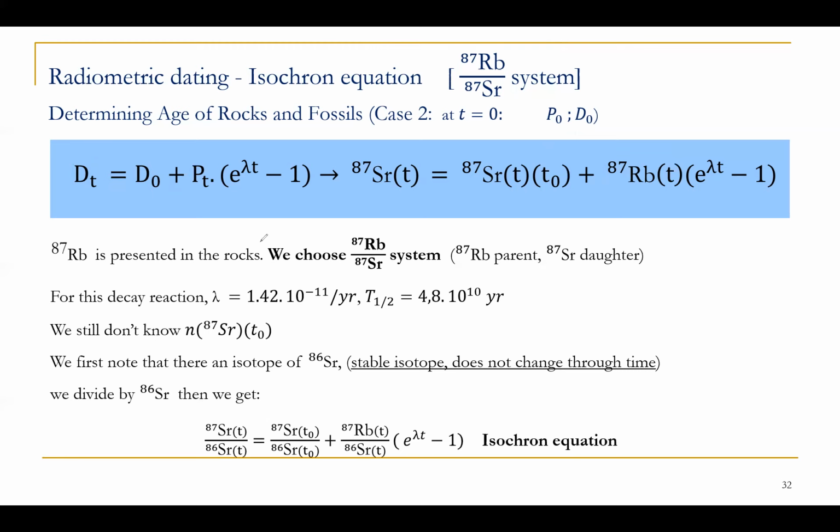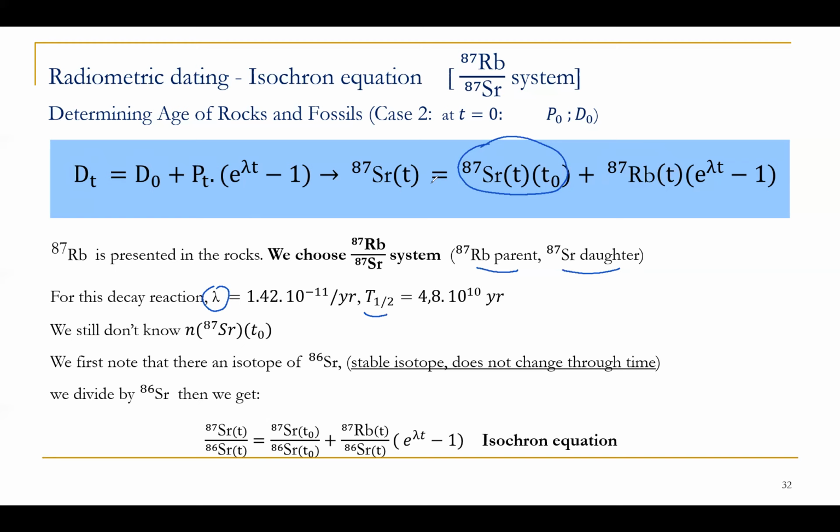As you see, we have rubidium as parent and strontium 87 as daughter. And we have lambda of rubidium equals 1.42 times 10 to the power minus 11 years minus 1. And we have T half. As you know, we don't have the initial value of daughter atoms. We don't have its value.